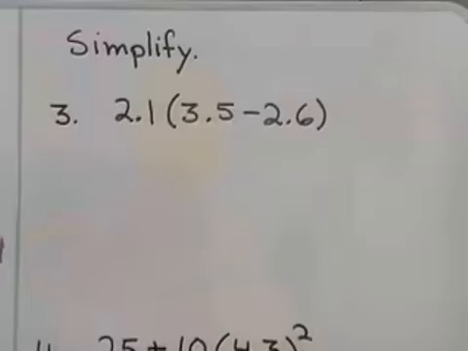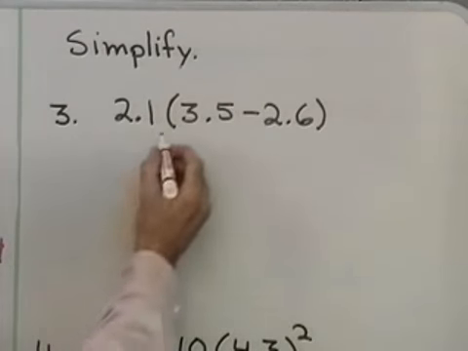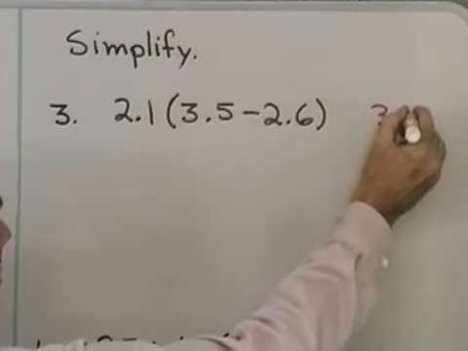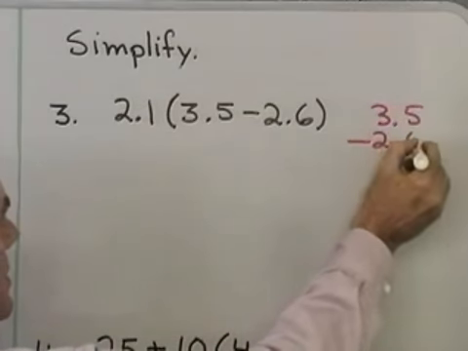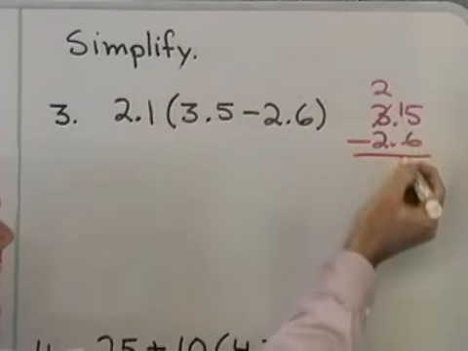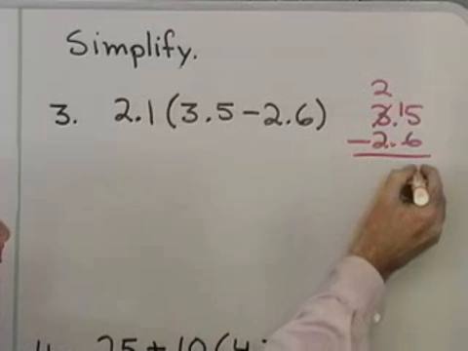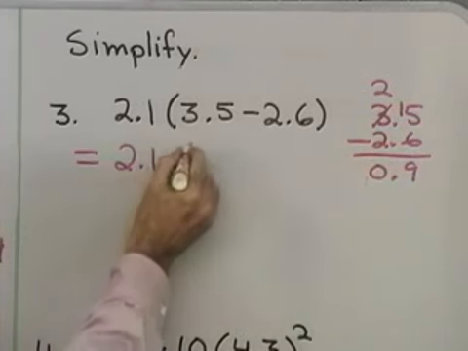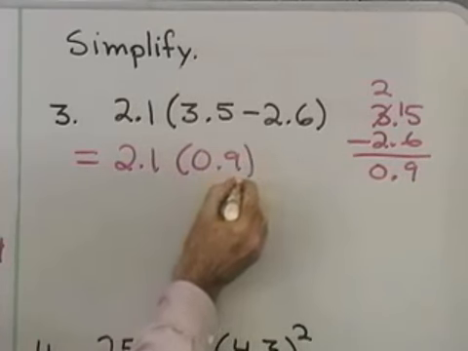Here's some other problems. First, we'll simplify inside these parentheses right here. I have 3.5 minus 2.6. So 3.5 minus 2.6. 6 from 5 I can't do. I borrow 1 there. Make that 15. 6 from 15, I'm going to get 9. 0.9. So this now is 2.1 times 0.9.